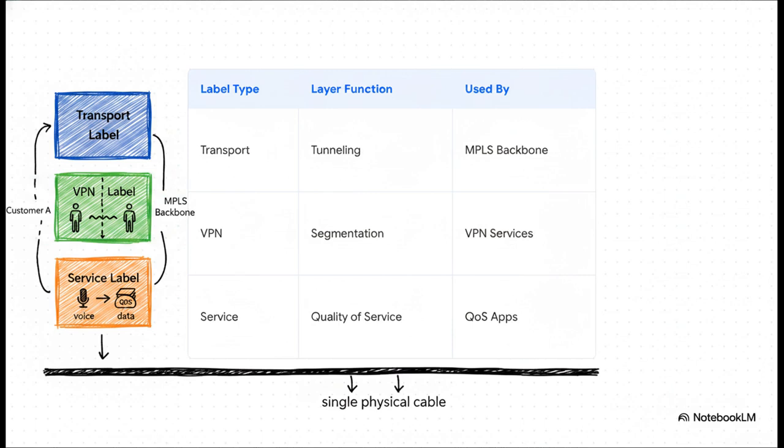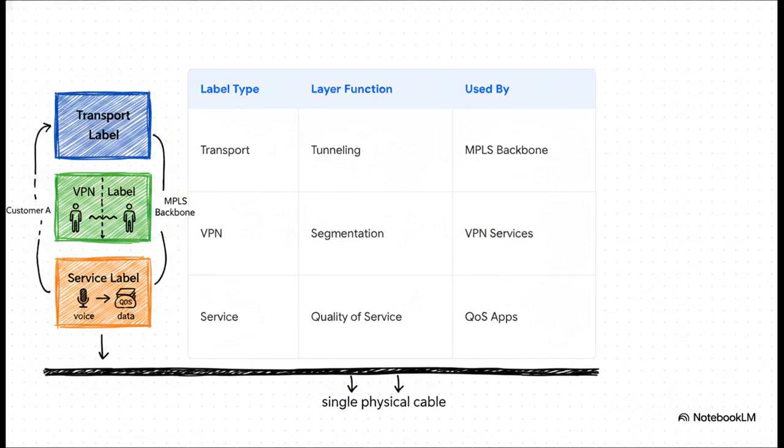The outermost layer is the transport label. This handles the tunneling and overlay across the core provider's MPLS backbone. Tucked right underneath that, you might have a VPN label, which provides the segmentation. This is what ensures customer A's traffic stays logically completely separate from customer B's, even when they're on the exact same wire.